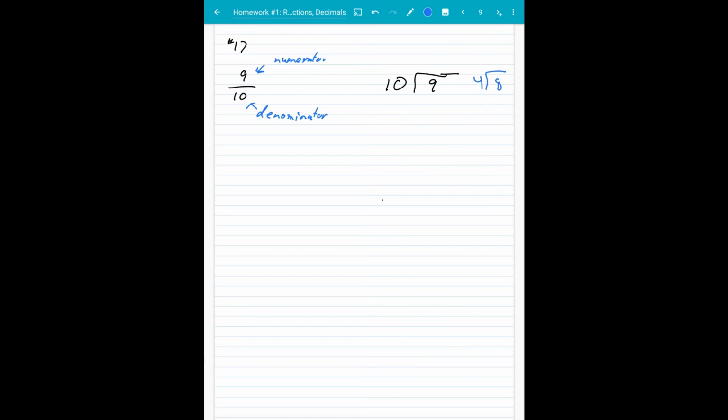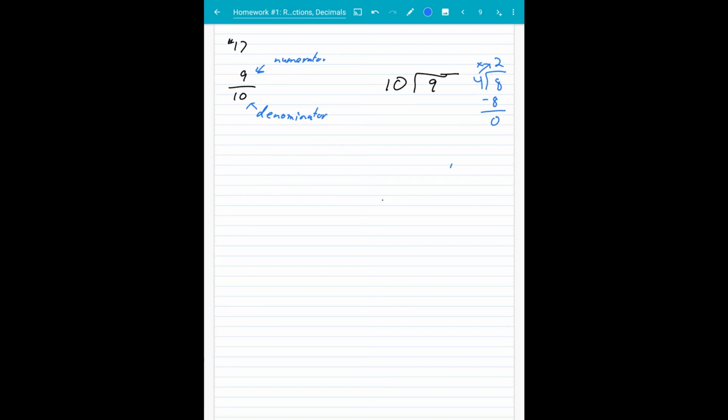Our rule for long division is: how many times does this number go into that number? 4 goes into 8 twice, so we put a 2 here. And we check: 4 times 2 makes 8. That's what we're going to subtract from the bottom.